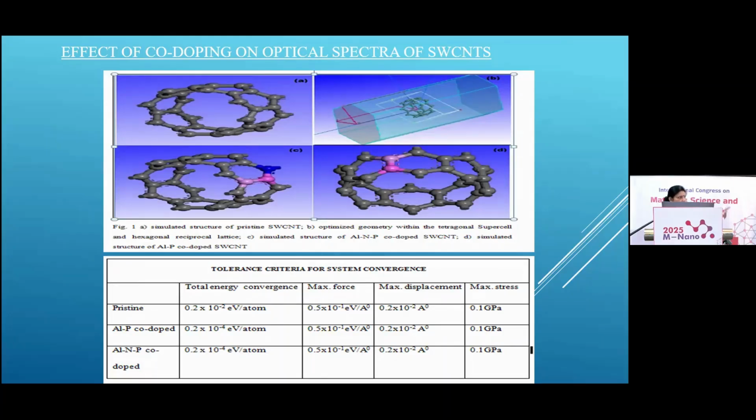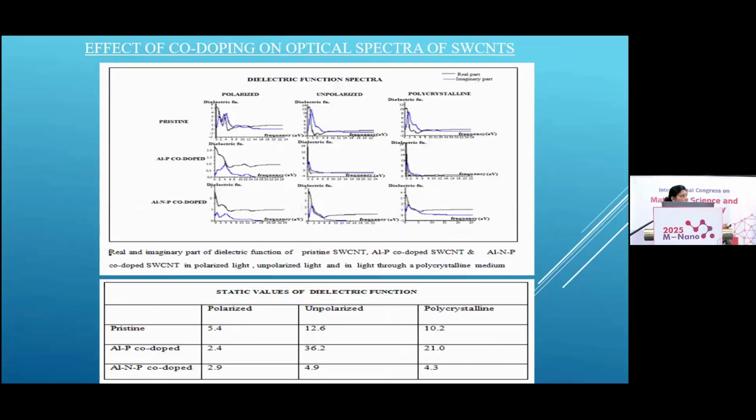So I used these two combinations, one aluminium and phosphorus, and one aluminium, nitrogen, and phosphorus. And then I compared the properties with the pristine structure. So these are the optical properties, the results I got after the calculations. These are dielectric function spectra.